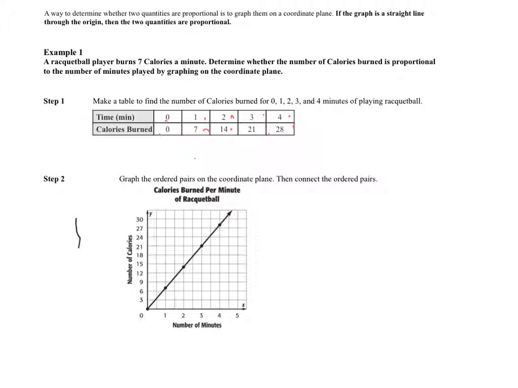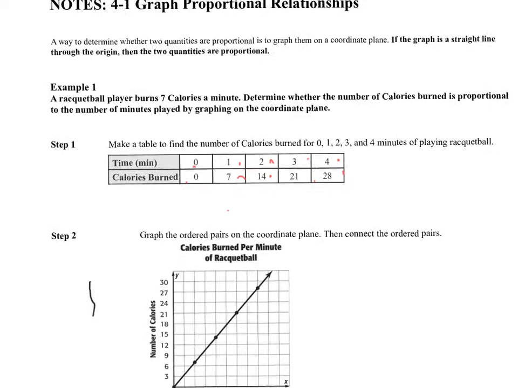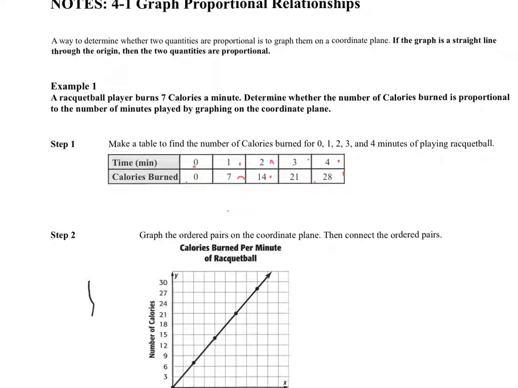So what were our characteristics? If you scroll back up a little bit and look at that top: a way to determine whether two quantities are proportional is to graph them on a coordinate plane. If the graph is a straight line through the origin, then the two quantities are proportional. What is the origin, people? 0, 0. So if our chart tells us that it's going to start at 0, 0, is that going to be proportional? It doesn't even have to start there as long as it goes through that point. Are you with me? Okay.